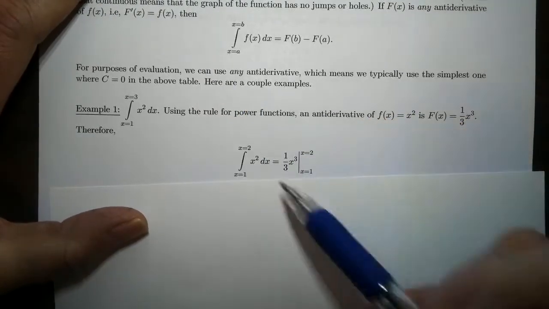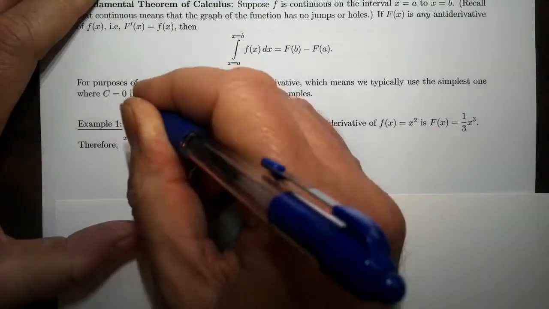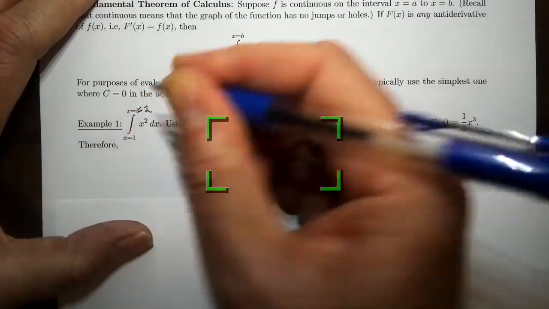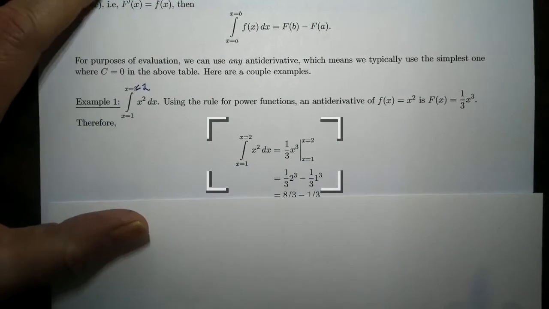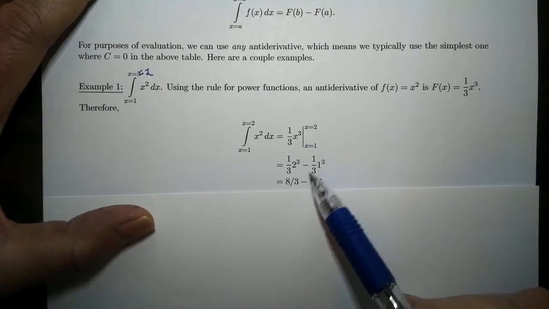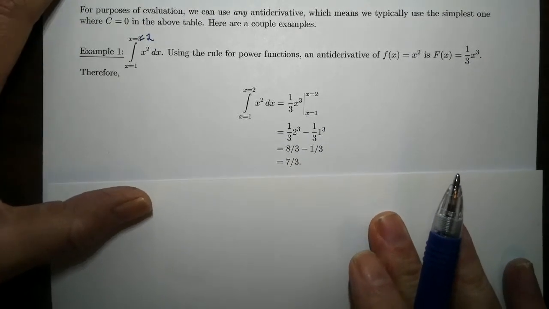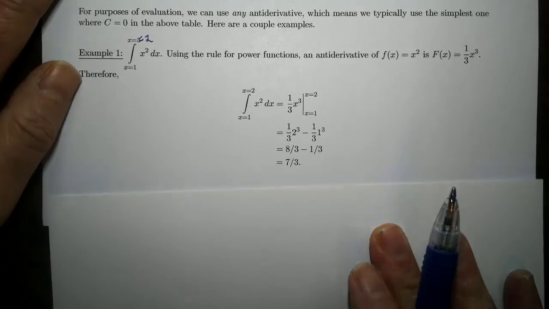I'm sorry, this should be a 2. I meant for that to be a 2. So we substitute 1 and 2 in and subtract. That's what this vertical bar means. And if we do so, we get 7/3. That's exact.